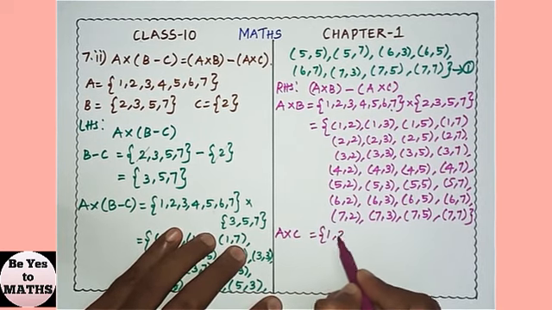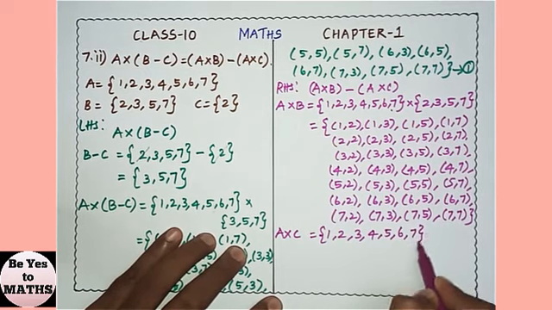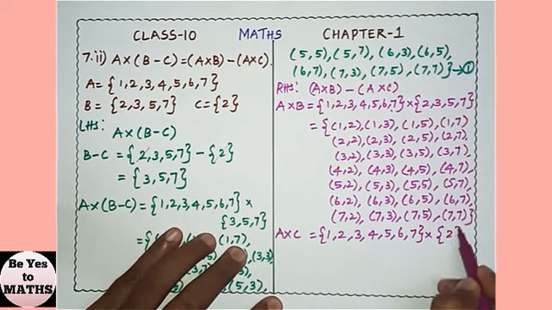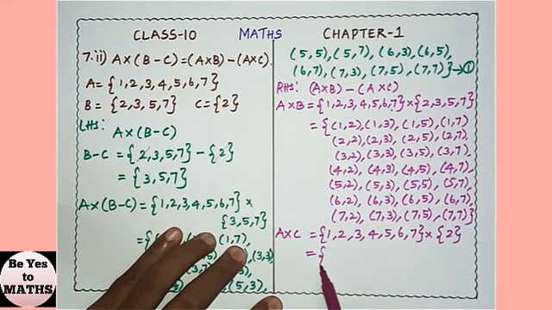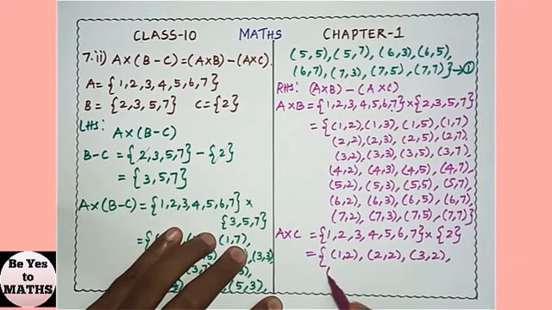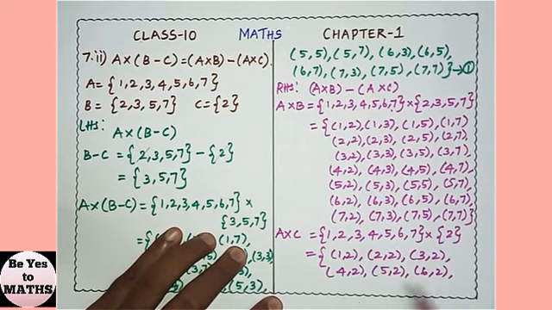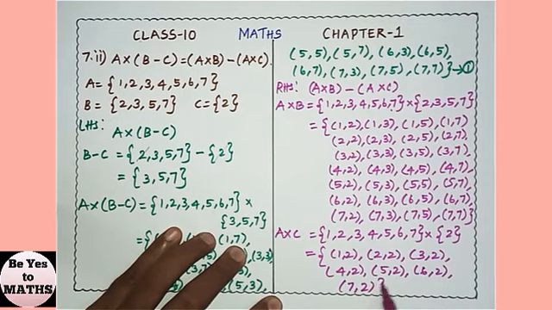Now we'll find out A cross C. A set is 1, 2, 3, 4, 5, 6, 7, and C set is 2. So 1 comma 2, 2 comma 2, 3 comma 2, 4 comma 2, 5 comma 2, 6 comma 2, and 7 comma 2.